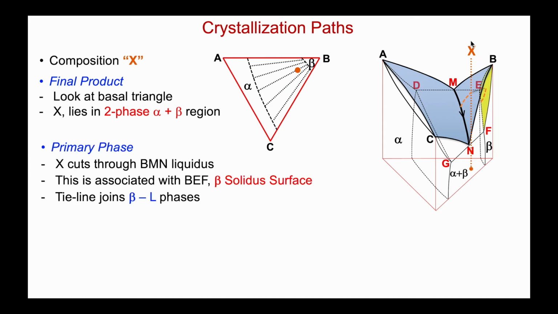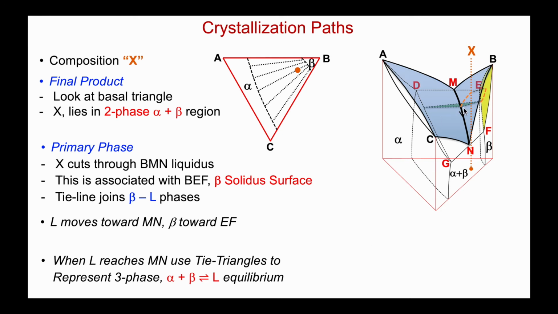Well, first let's look at the primary phase. X cuts through this BMN liquidus, and that is associated with the beta primary phase. The composition of beta must lie on this BEF surface. And so what I've done here is add a tie line that shows what the composition of that first beta phase would be when the liquid hits that liquidus surface. Now, as we keep cooling, the liquid will move down the liquidus surface towards the eutectic valley, and correspondingly the composition of beta will move down the beta surface, ultimately reaching some composition along this EF line.